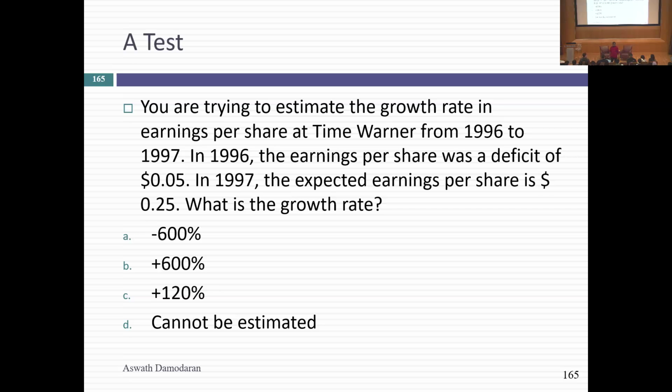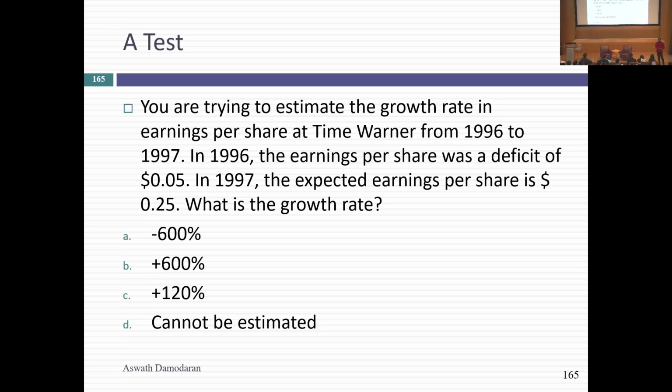You say, what's the big deal? Let's say you have a company that has negative earnings that become positive earnings. This is a long time ago. Time Warner had earnings per share of -5 cents, and the next year, their earnings per share became 25 cents. Are they moving in the right direction or the wrong direction? -5 cents to +25 cents, that's a good year, right? If I compute a growth rate using the standard definition, what would my growth rate be in 1997?